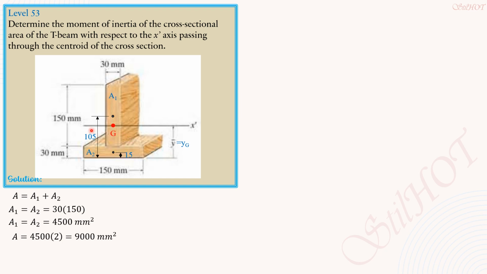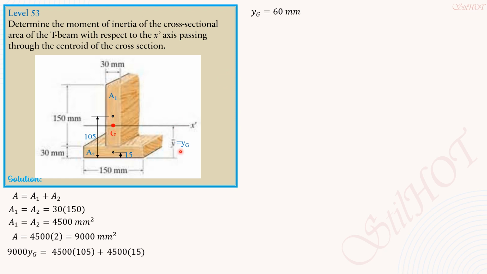So let's transfer the centroidal moment of inertia of area 1, which is here, to the centroidal x-axis of the entire region, or x prime axis. So we need this distance here. So we need to solve for yg by Varignon's theorem. 9,000 times yg equals 4,500 times 105 plus 4,500 times 15. So yg is equal to 60 mm.